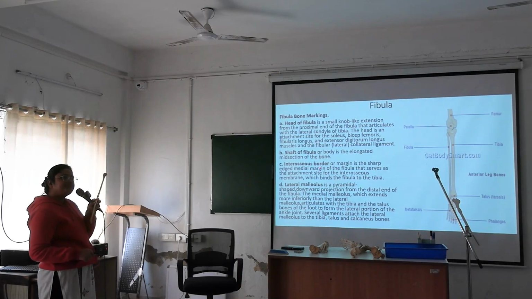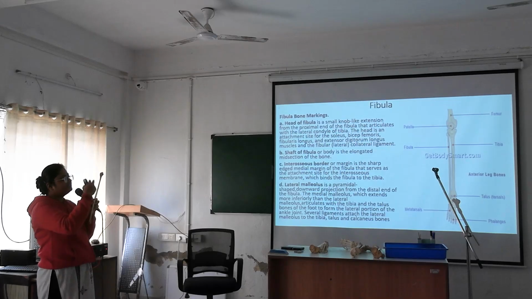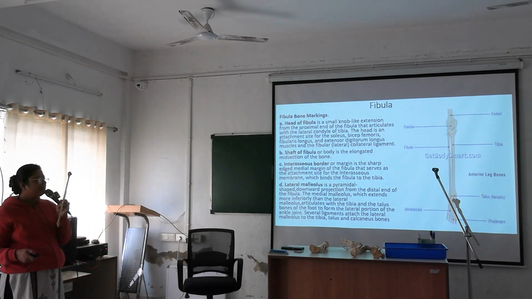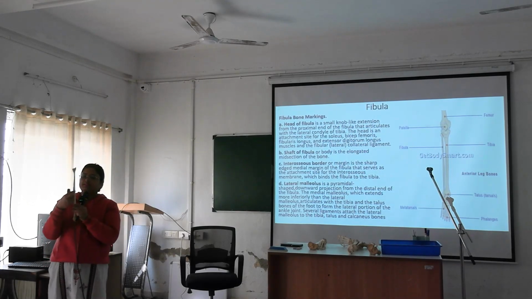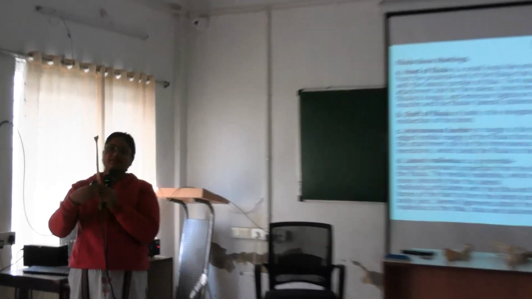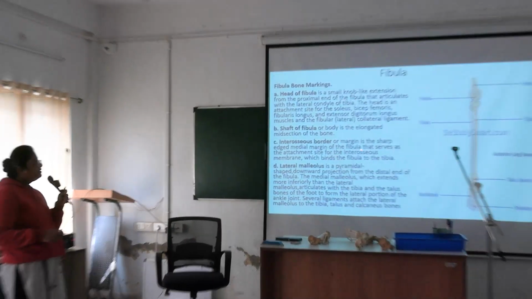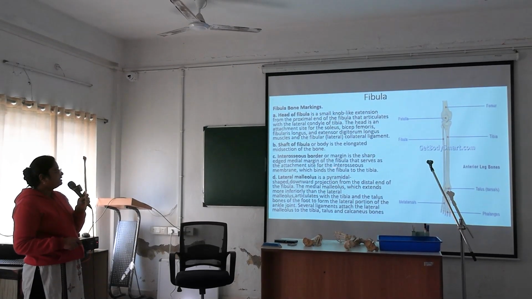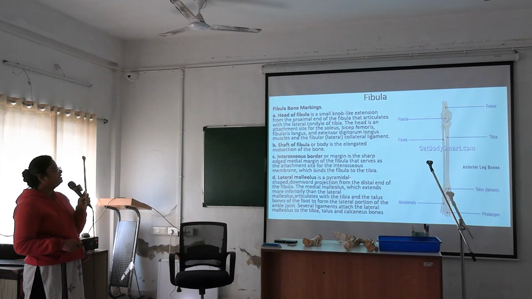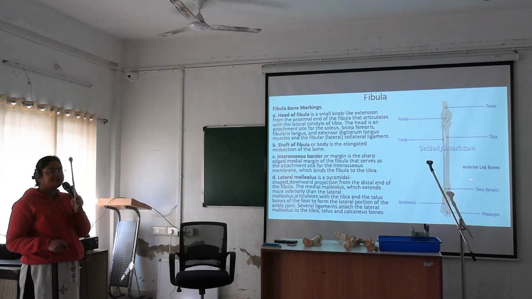Next we go to shaft of fibula or body. It is the elongated mid section of the bone. This lengthier part is known as shaft of fibula. Next is interosseous border. This sharp border you can see is the interosseous border. It is connected with the interosseous border of tibia via the interosseous membrane. Interosseous border or margin is the sharp edge medial margin of fibula, and that serves as the attachment site for the interosseous membrane which binds the fibula to the tibia.